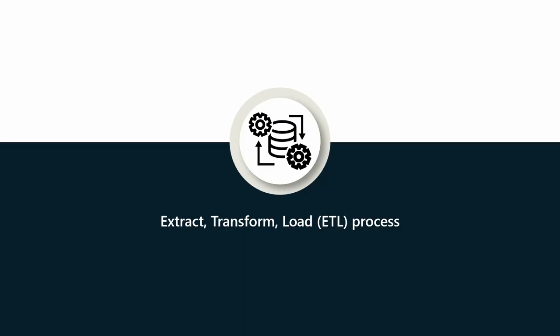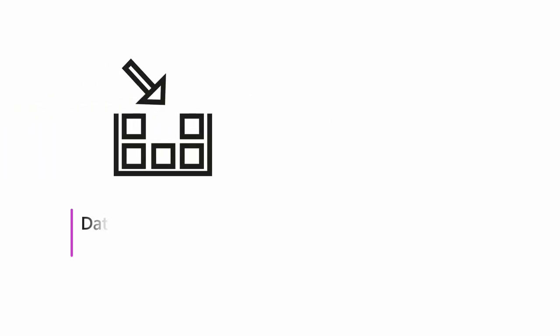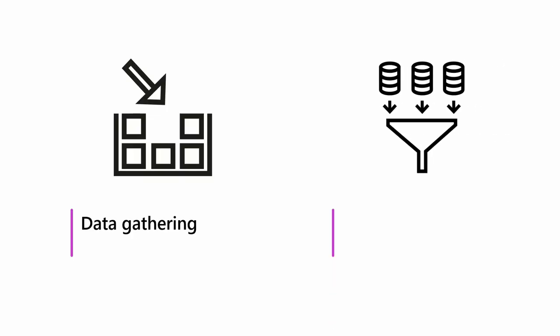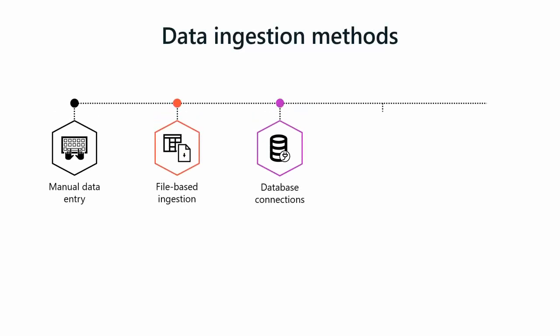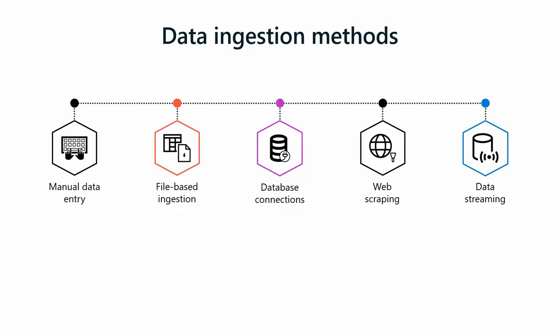Next, you explored the ETL process and related concepts. You learned about data gathering and ingestion, the act of obtaining and importing data from different sources. This process aids in data consolidation, enabling enhanced decision-making and innovation. You covered some common methods of data ingestion and gathering, from less technical methods like manual data entry to methods that require specialized tools or knowledge like database connections.